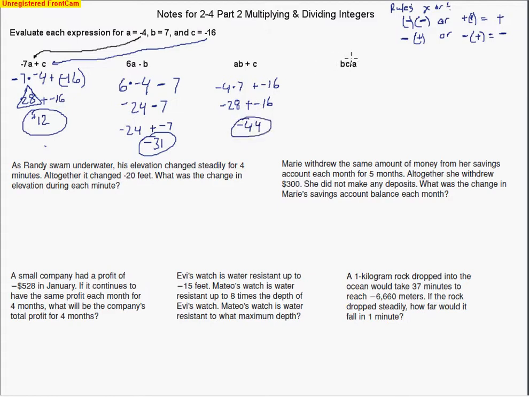This next one, this fraction bar here means to divide. So it's the same thing as saying BC divided by A. I'm going to go ahead and substitute. So I've got 7 times -16, and then I'm going to divide by the A term, which is -4. I follow what order of operations says, which says work from left to right with multiplication and division. So I multiply the 7 and the 16, and I end up with -112. It's negative because we have one negative, and the rule is if we have one negative, it's going to end up being a negative.